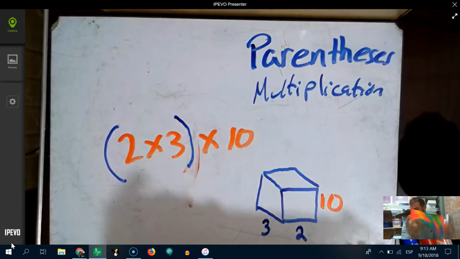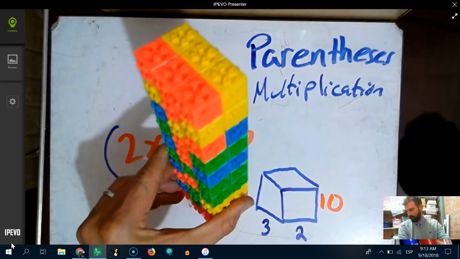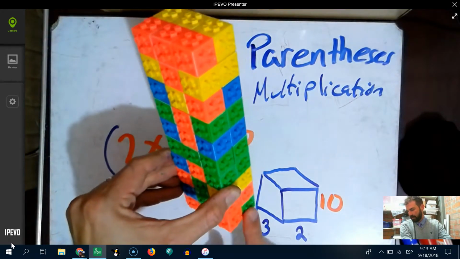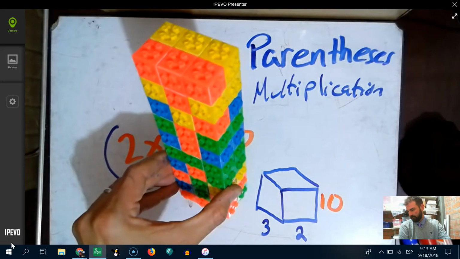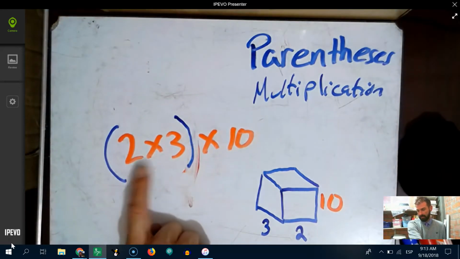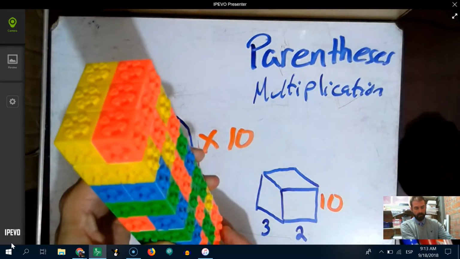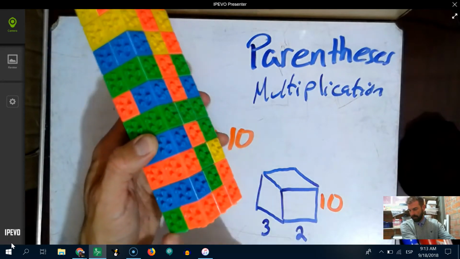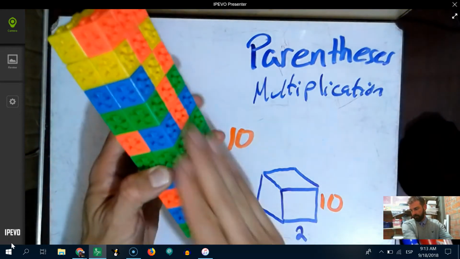Okay, so this thing here, there we go, we have 3 by 2, and it is 10 tall. So that's what this equation is. This is saying I have a base that's 2 by 3. So I could change it this way. Here, let me think about this. I could have it 2 by 3, and it's 10 tall.